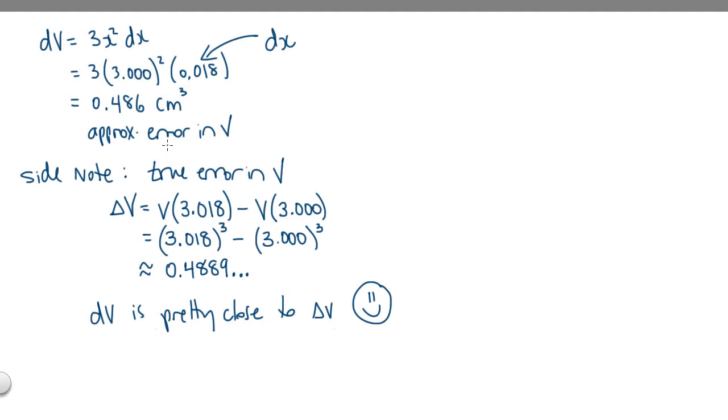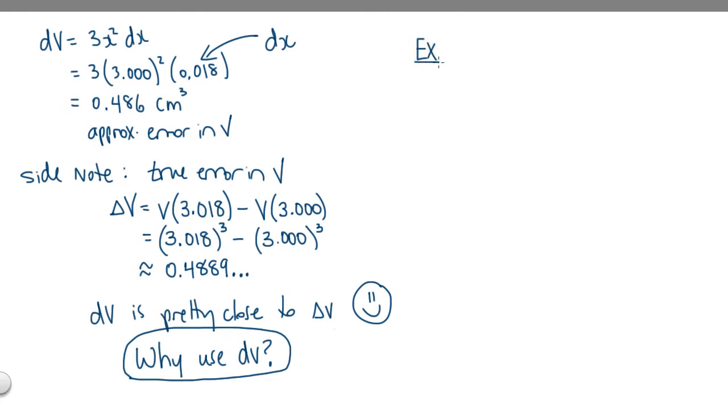But now you might be asking, why do we use differentials in the first place? Because in this previous problem that we did, there's no motivation right now for not just using the true error. So delta V really wasn't that hard to calculate. And so we need to think a little bit more about this question of why the differential itself is really that useful. So to answer that question, let's try a different type of example.